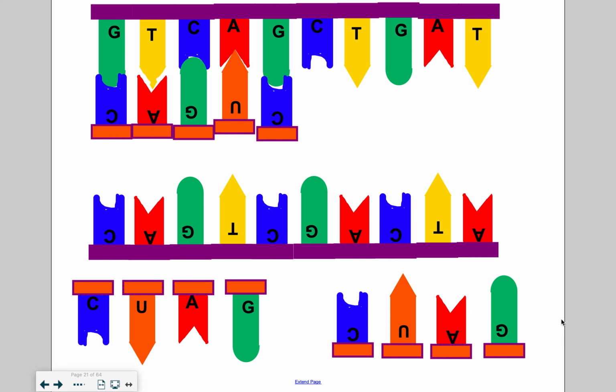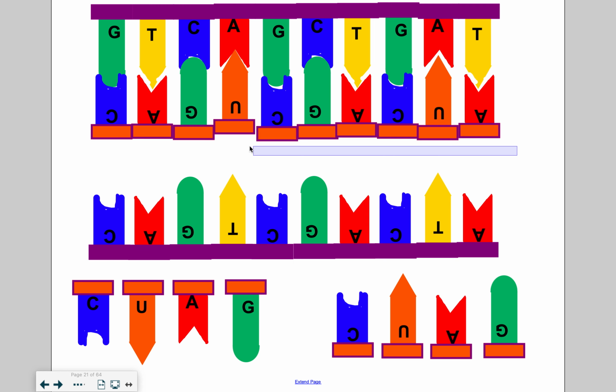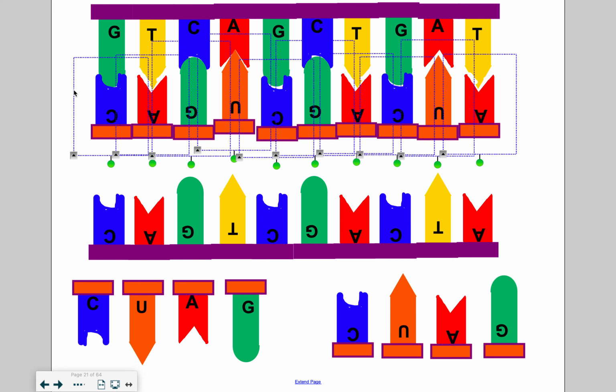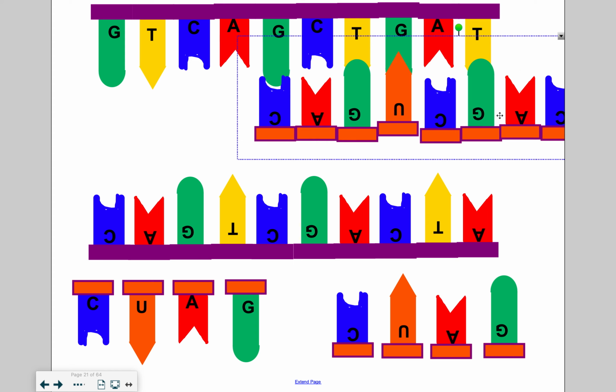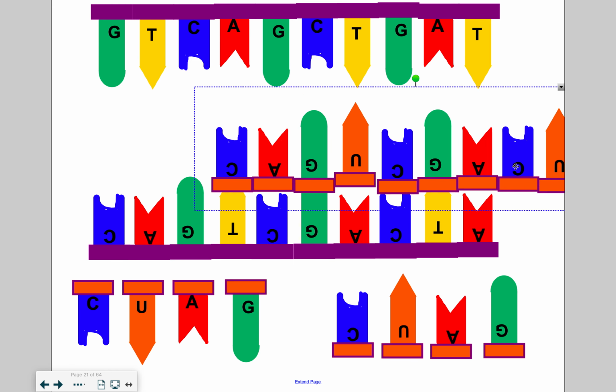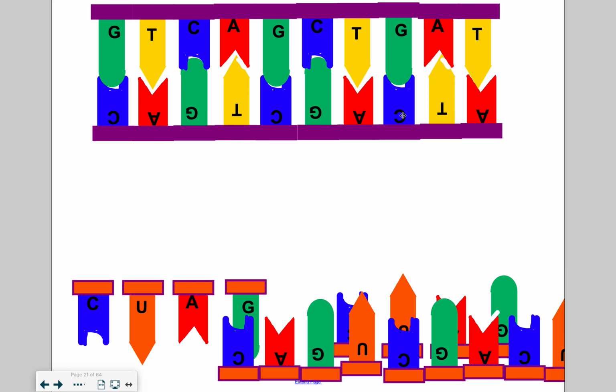G pairs with C, C pairs with G, T pairs with A, G pairs with C, A pairs with U, and then T pairs with A. So we've made our mRNA molecule here, okay, and it kind of leaves the nucleus. So I'm just going to get it out of here. I'm just going to move it down here, and then DNA zips right back up. Okay.